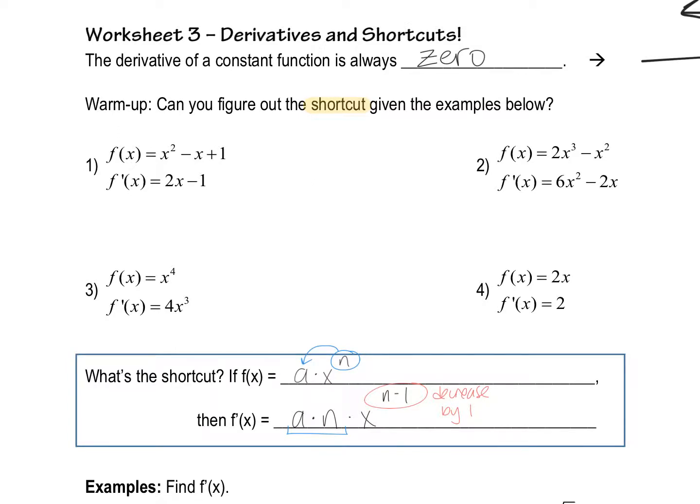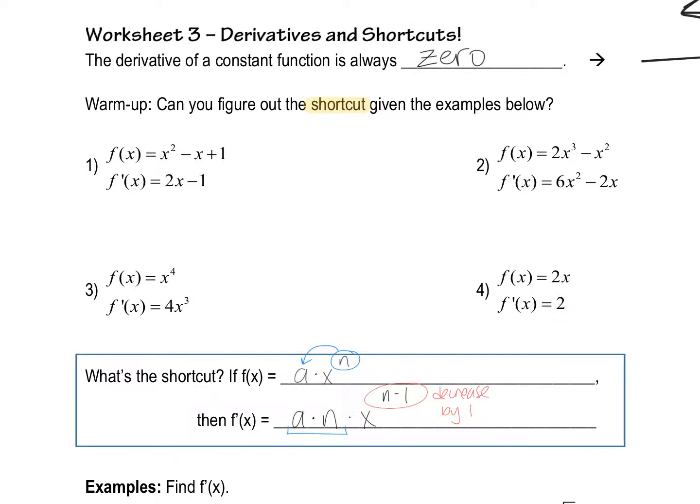Okay, but here, some things that hopefully you're starting to notice is that the degree of this function is 2. The degree of the derivative is 1. Notice how the exponent on the x decreases by 1 every time. This exponent went from 3 to 2. This exponent went from 4 to 3. This exponent went from a 1 exponent to a 0 exponent, meaning there's no x left.